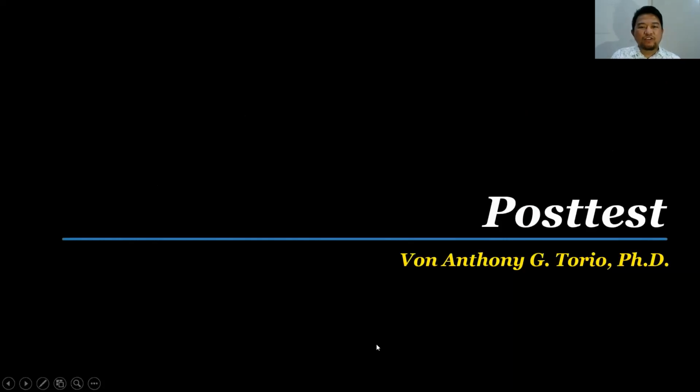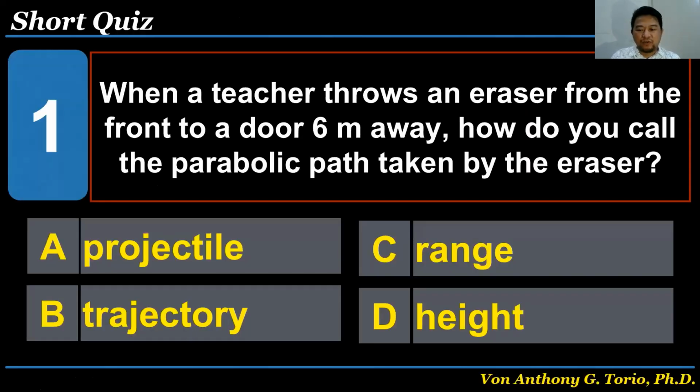The last portion of my presentation is the post-test. Initially, I asked you 10 questions, and this time I'll be revealing the answers. For the first question: when a teacher throws an eraser from the front to a door 6 meters away, how do you call the parabolic path taken by the eraser?